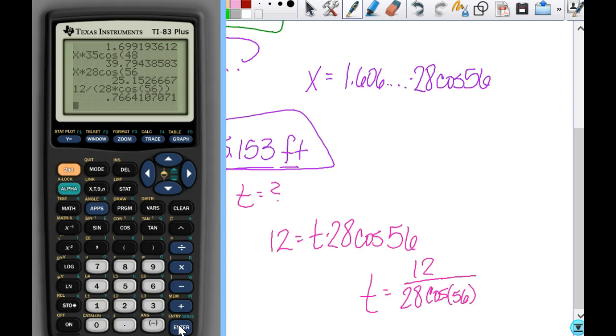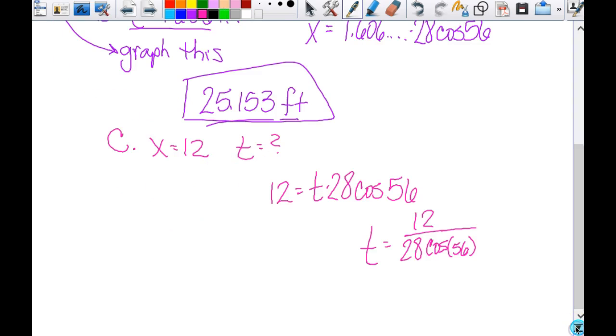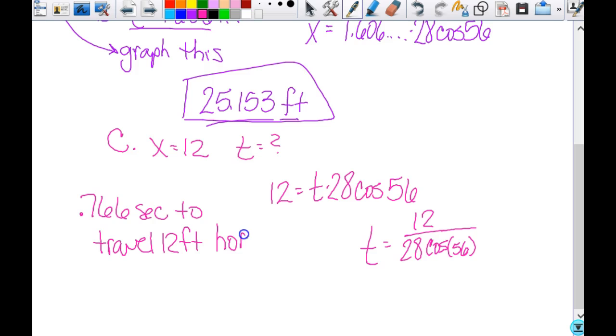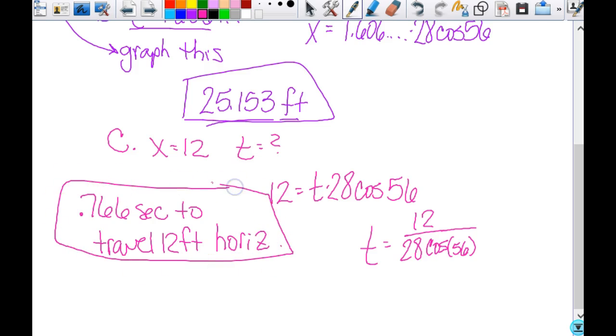So it takes 7.66 seconds. I'm sorry, 0.766 seconds to travel 12 feet horizontally. That's why it is important when you have these equations, you know what represents what, and it's not just you punching buttons, because that way you can go find whichever piece it is that you need. Any questions? All righty.